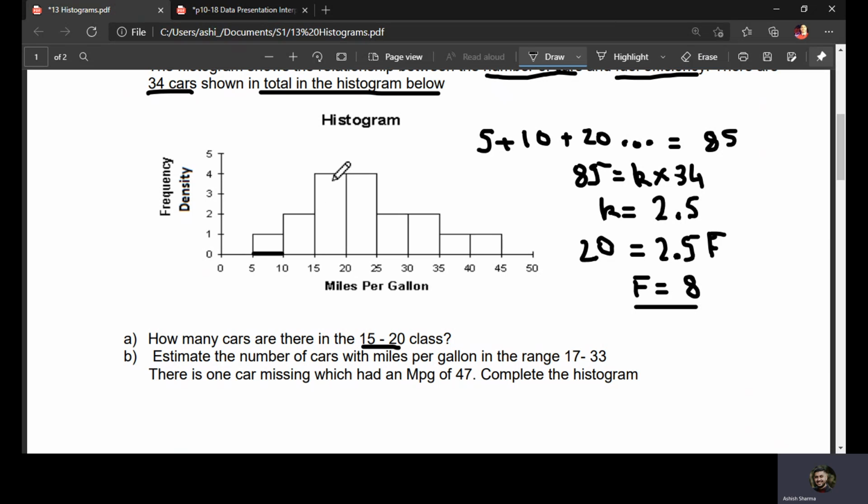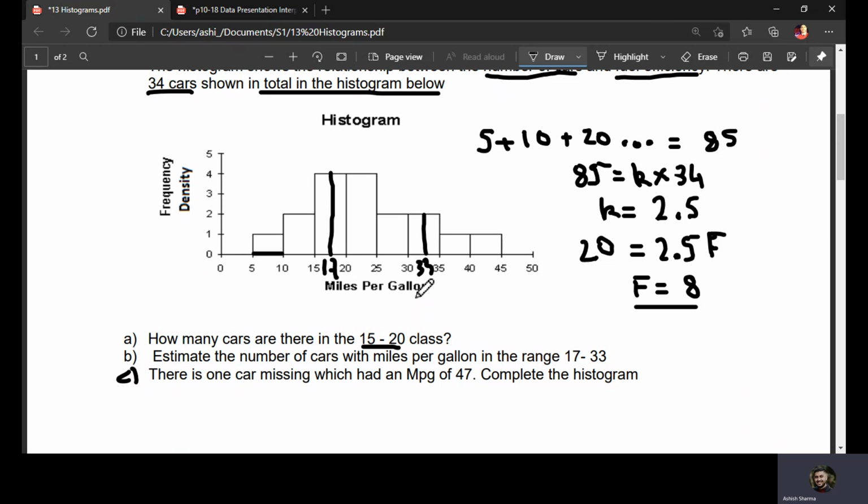Now 17 to 33, let's just imagine that 17 is here and 33 is here. Estimate the number of cars with the miles per gallon in that range. So again, this is a frequency question. I'm just going to put part C here. It's not part C in the document. So again, it's a frequency question.